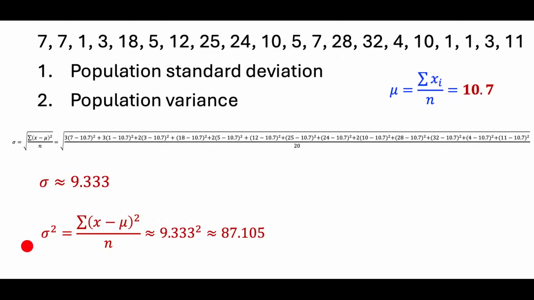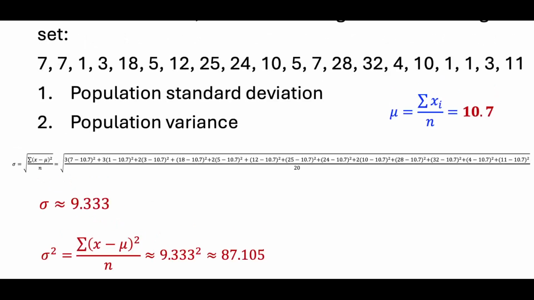And then the variance is just the standard deviation squared. In other words, we just don't take the square root that we did in this formula, and that'll give us the variance. If you already have the standard deviation, then you would have to square it. And so we get 87.105. That's our variance.